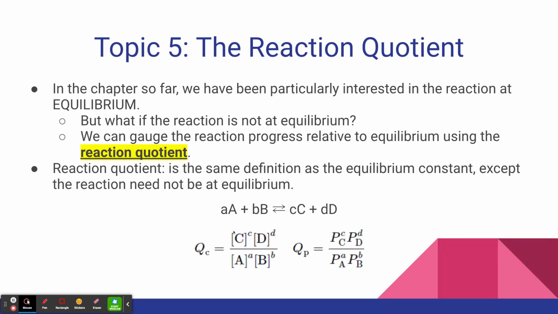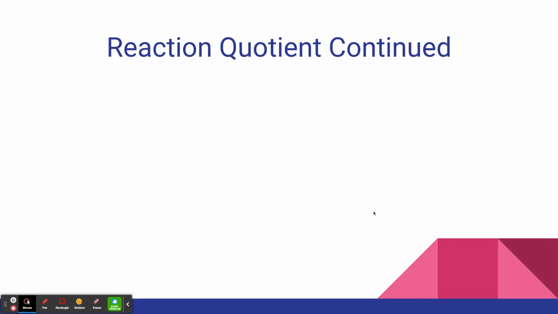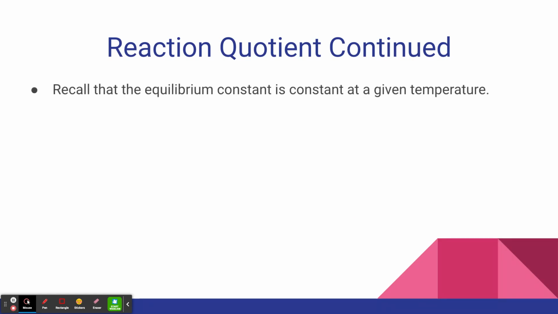So the reaction quotients are given to you here. Of course, we have it in terms of concentration with Qc and then in terms of partial pressure with Qp. Again, you would write the reaction quotient the same way you write the equilibrium constant. Now, in terms of the reaction quotient, why is it important, or what's different about it rather than the equilibrium constant? Well, the first difference is that the equilibrium constant is going to be constant at a given temperature.